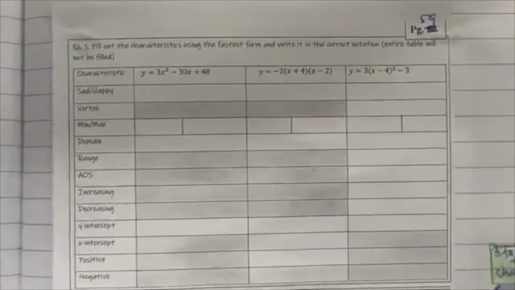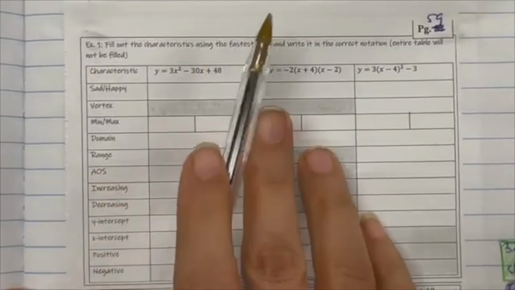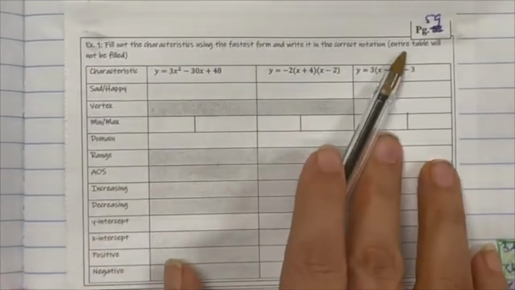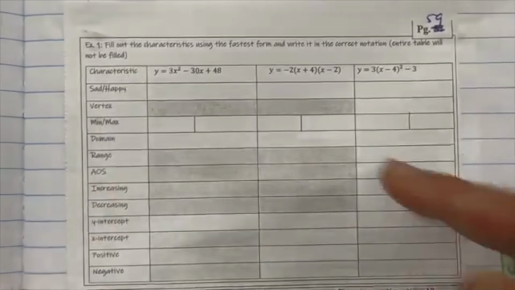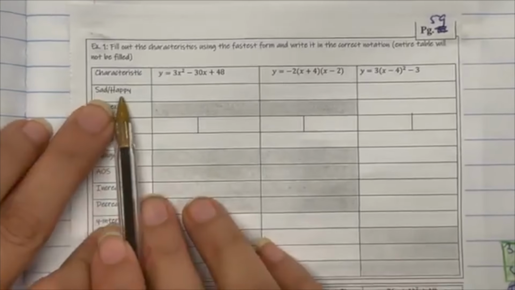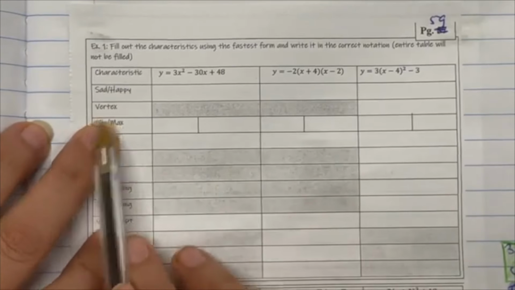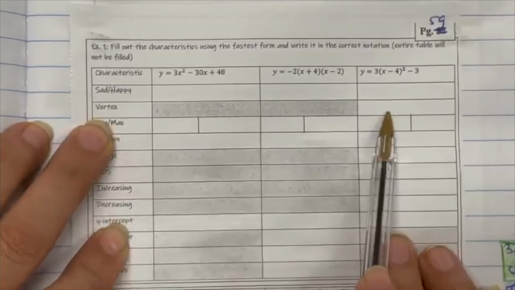Okay, so this is a quick summary of which one is the fastest to find which characteristic. What I want you to do is do this first example, and I'm going to start you off, and then you're going to do it, and then we'll do the second one together. So starting you off, fill out the characteristics using the fastest form and write down the correct notation. Entire table will not be filled. So the ones that have the blanks are not going to be filled. So you can do whether this one is sad and happy. For vertex, the only one I need is this one.